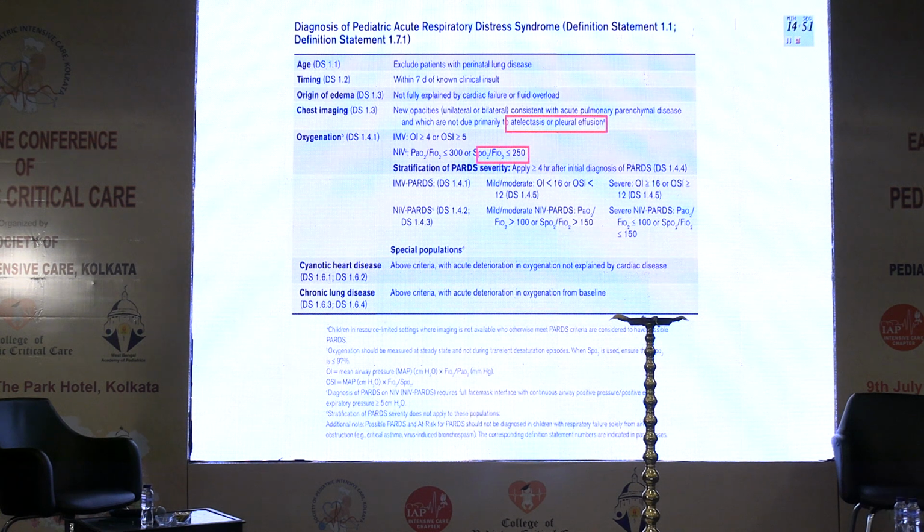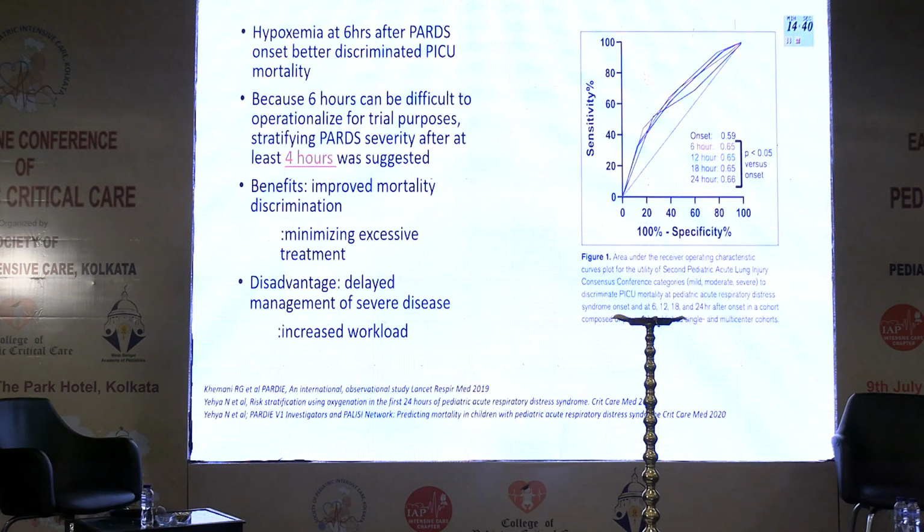Now, a very important point is that over here they applied a time period of about 4 hours before the stratification of the pediatric ARDS. So this hypoxemia at 6 hours has been shown to discriminate better for PICU mortality, and as you can see in the ROC curve, the 6 hours had a significant area under the curve.